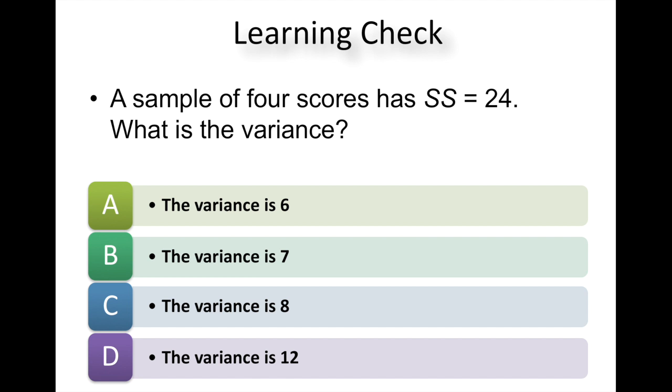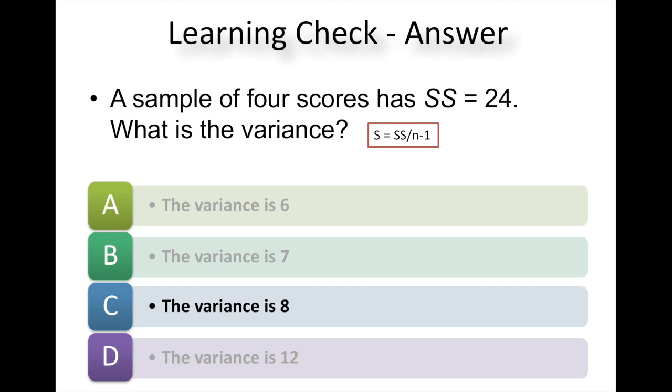Okay, let's take a look here. A sample of 4 scores has a sum of squares of 24. What is the variance? So think back to what's your variance equation? So you know n equals 4 and sum of squares equals 24. All right. Again, variance is sum of squares divided by n minus 1 because it's a sample, not a population.